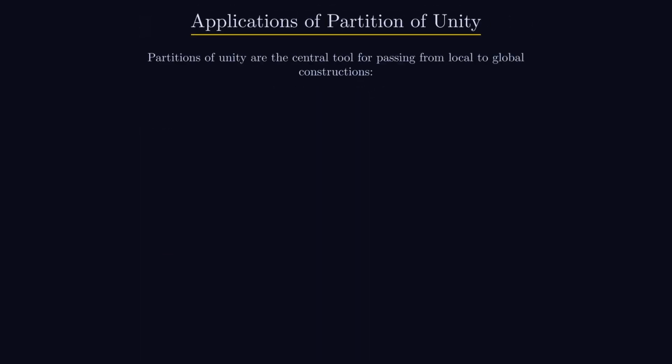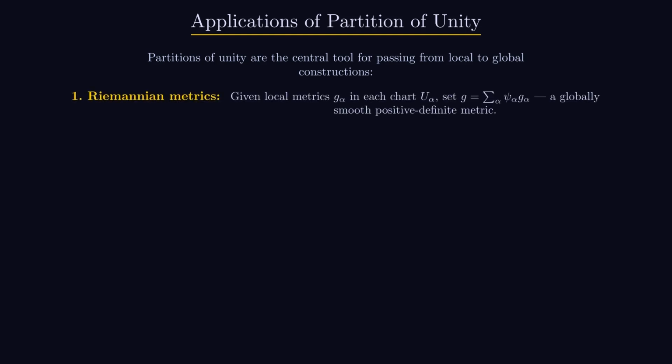With the construction complete, it's worth pausing to see why we went through all this trouble. Partitions of unity are the central tool for passing from local to global constructions on a manifold. The first place this shows up is Riemannian metrics. Given local metrics g_alpha in each chart U_alpha, we form the global metric g equals the sum of psi_alpha times g_alpha, which is globally smooth and positive definite.